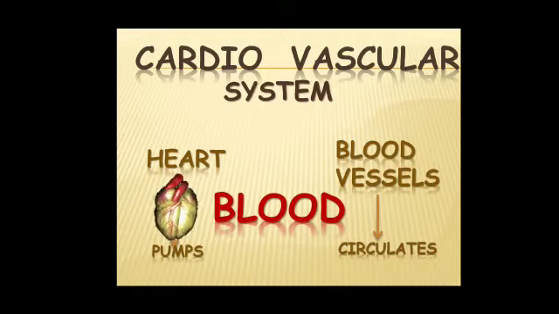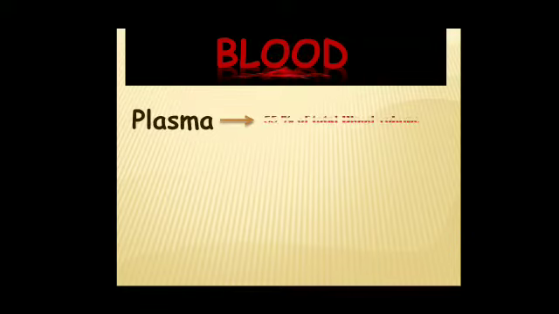Today we are going to see this blood. Blood is a fluid connective tissue which delivers necessary substances such as nutrients and oxygen to the cells and transports metabolic waste products away from the cells. And this blood has two constituents: plasma, which is 55% of the total blood volume, whereas blood also contains cells, which is 45% of the total blood volume. If we take 100 ml of blood, 55 ml is plasma and 45 ml is cells.